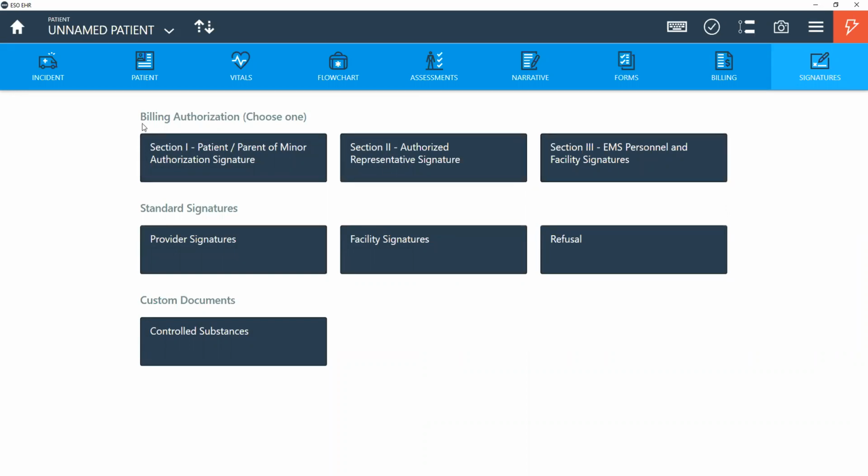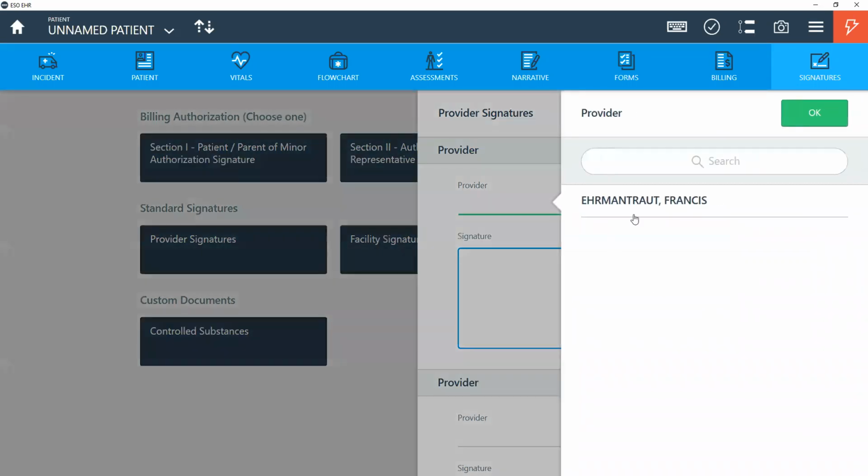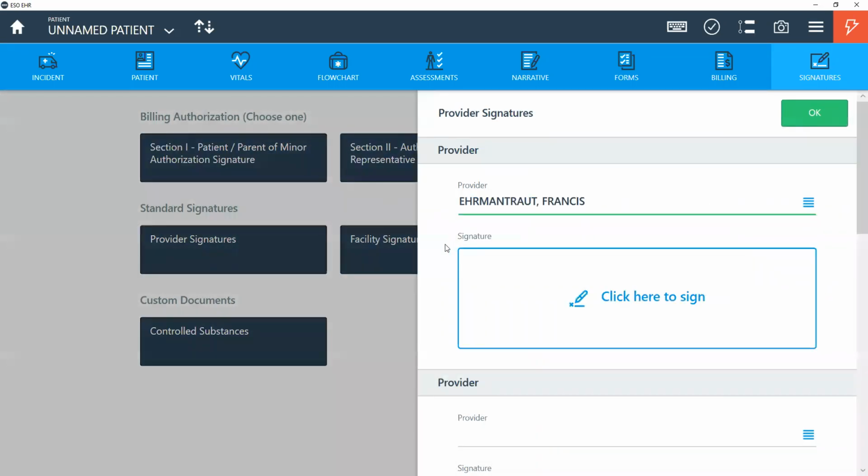And again, this billing authorization is only when we do something for the patient that we're going to bill, right? So we start an IV and give dextrose, or maybe we transport the patient. Every time a chart is written, there should be a provider signature, and the provider is responsible for verifying the content of the chart and assuring the quality of the documentation, right?